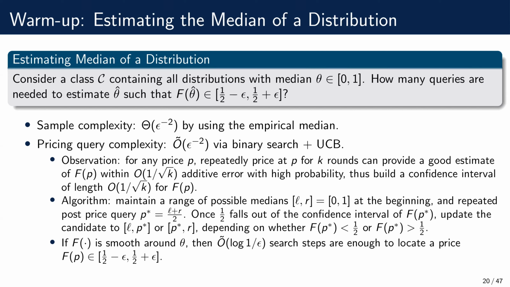It can also be viewed as a streaming algorithm where at any time n, the price it returns has an estimated quantile within about 1 over square root n of 1/2, that is, close to the median.